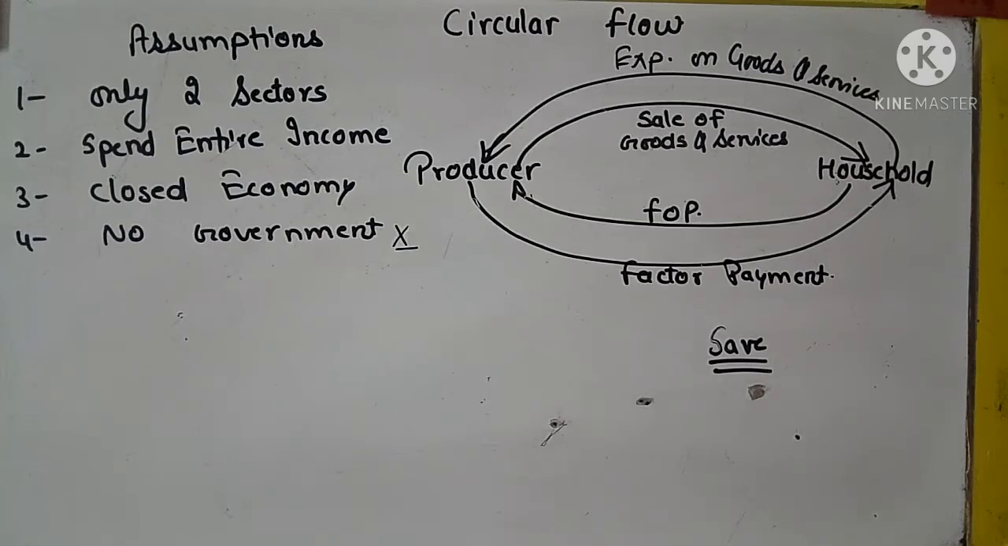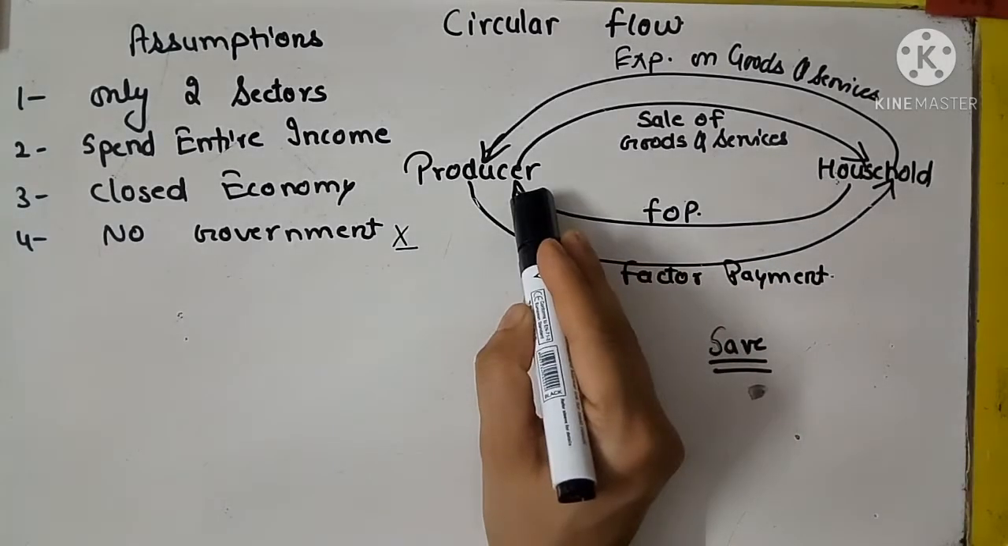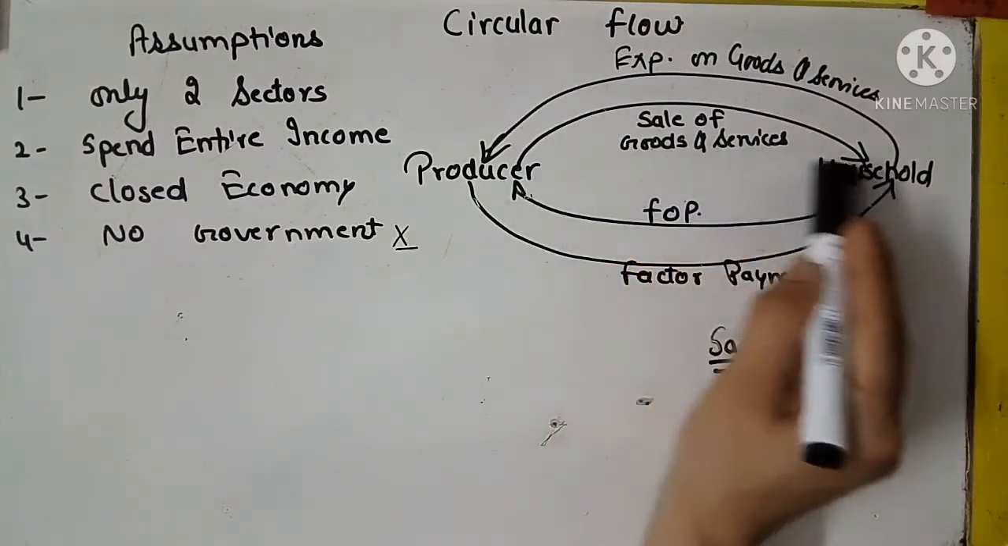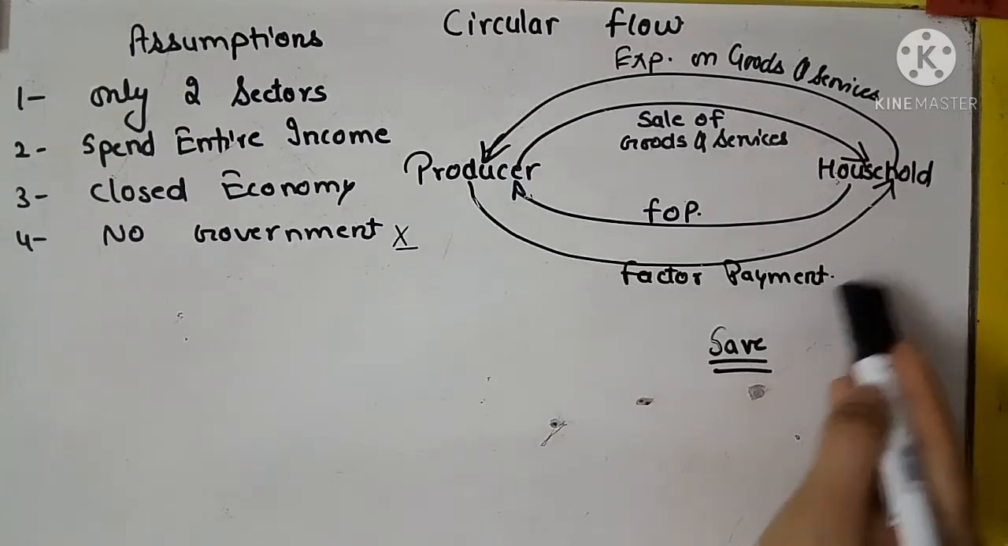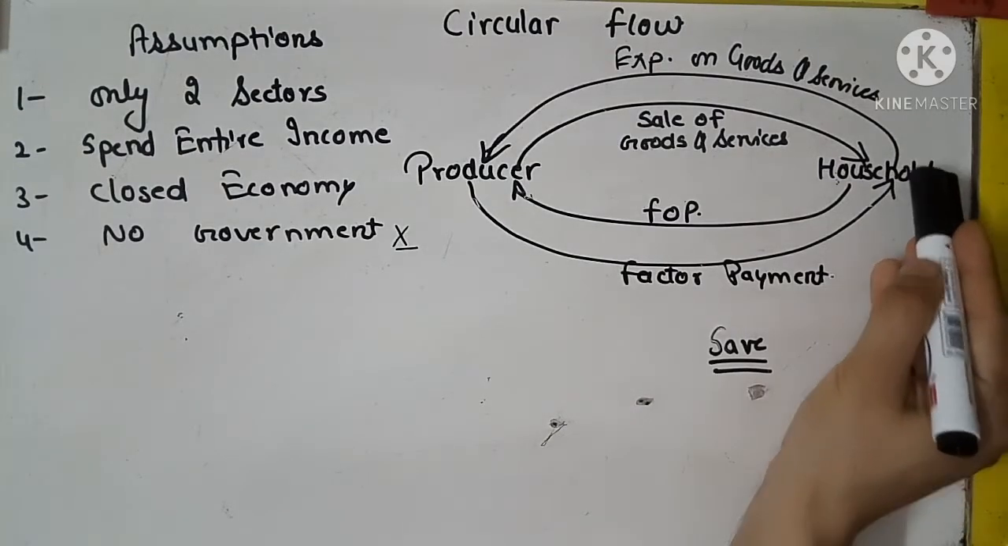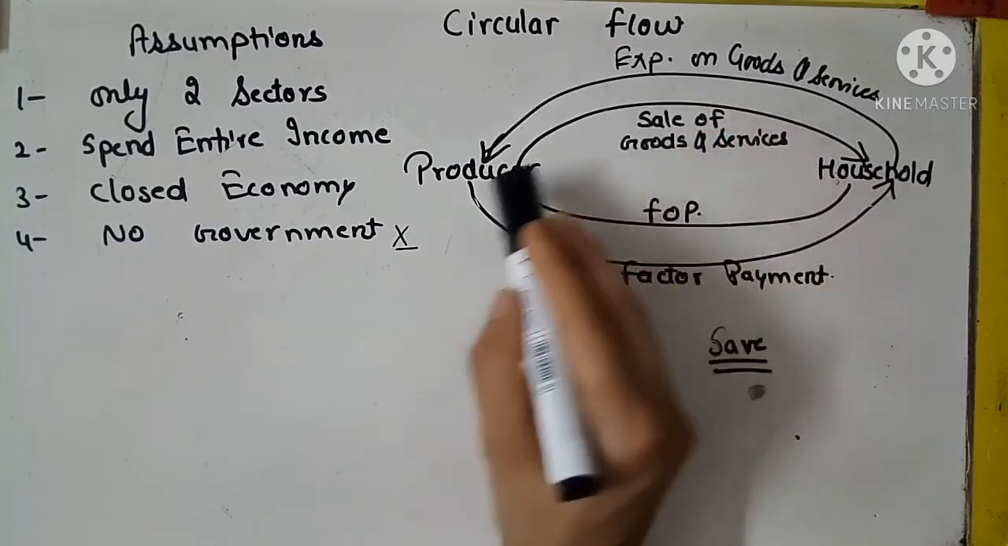Let's sum up the circular flow of income. As households provide factors of production to producers, producers sell goods and services to households. In return, producers give factor payments to households, and households spend money on goods and services, and that money will be received by the producer.